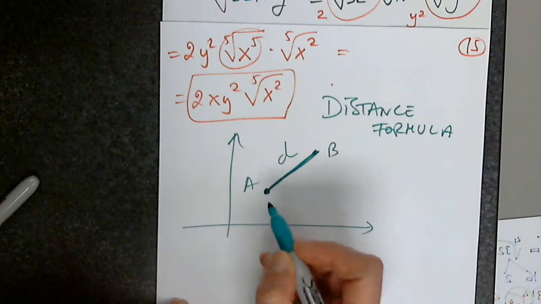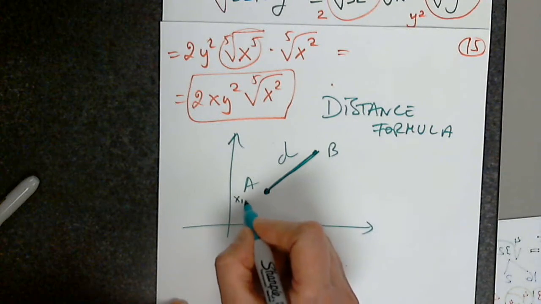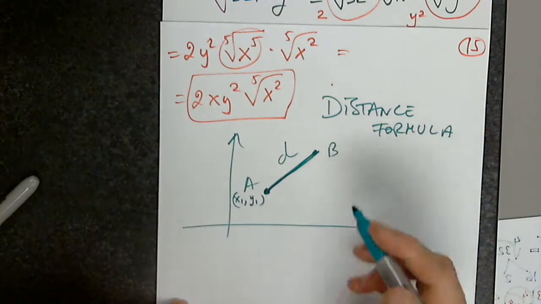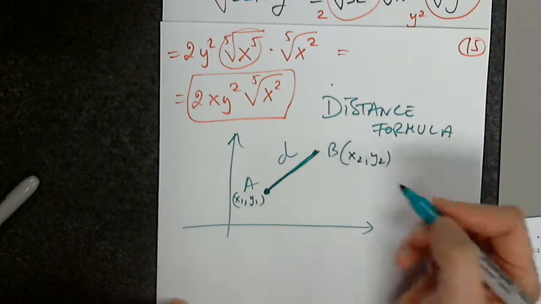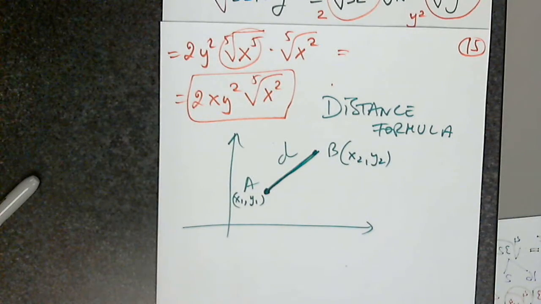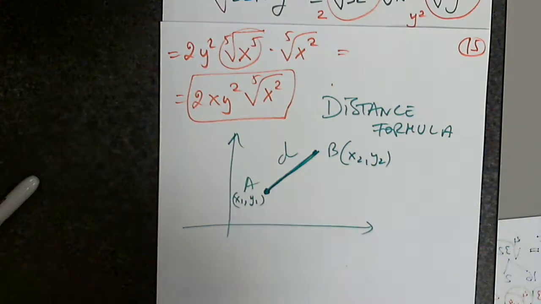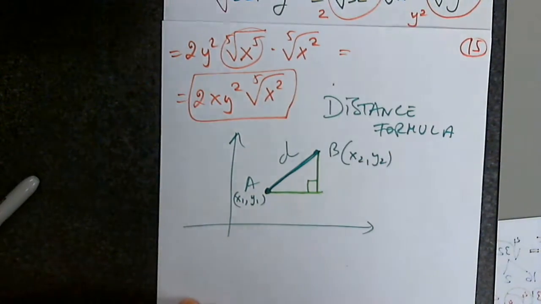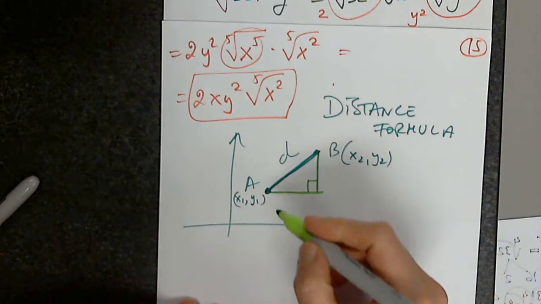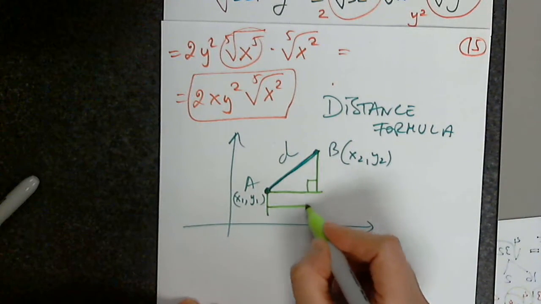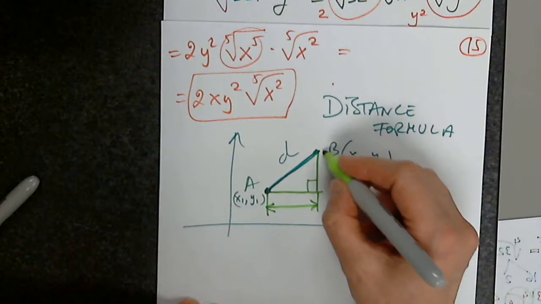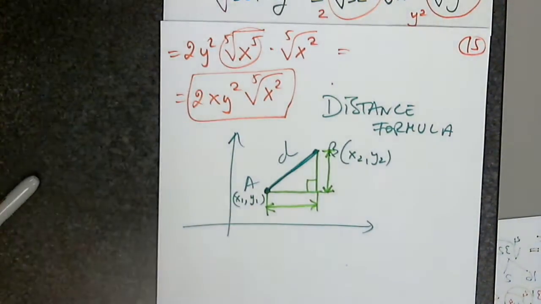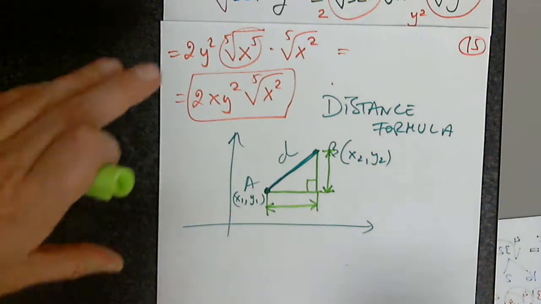Point A has coordinates x1 comma y1 because it's my first point, and B has coordinates x2 comma y2 because it's my second point. In order to find this distance between those two, I will form a right triangle, and I will try to determine this distance, which is one leg, and I will try to determine this distance, which is the other leg, and see what happens.